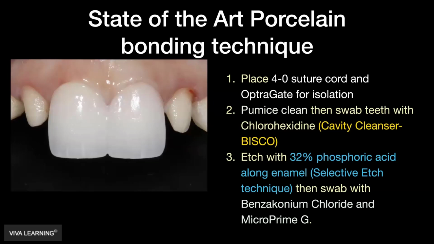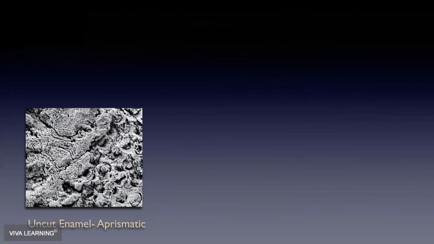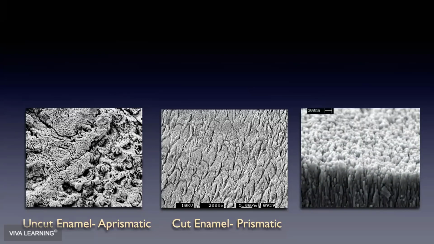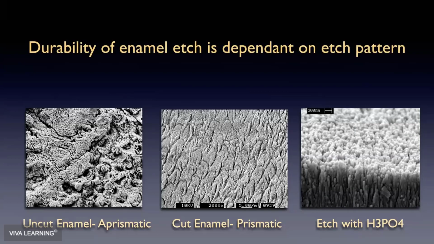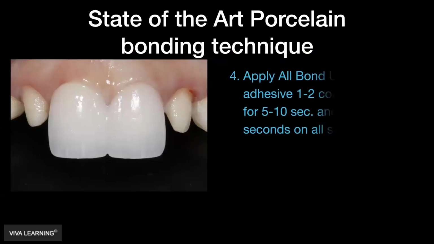with chlorhexidine. Then I'm going to use a selective etch technique. So for this selective etch technique I like using the HV etch with BAC. BAC is benzalkonium chloride, so it has antibacterial properties. This is really interesting because sometimes people will say, well, what if I don't use an etch? Well, you see, this is what uncut enamel and cut enamel looks like, but when you use phosphoric acid, look at how this looks. This is what I want to bond to, okay? Because the durability of the enamel etch is dependent upon the etch pattern. So I like to do selective etch technique.